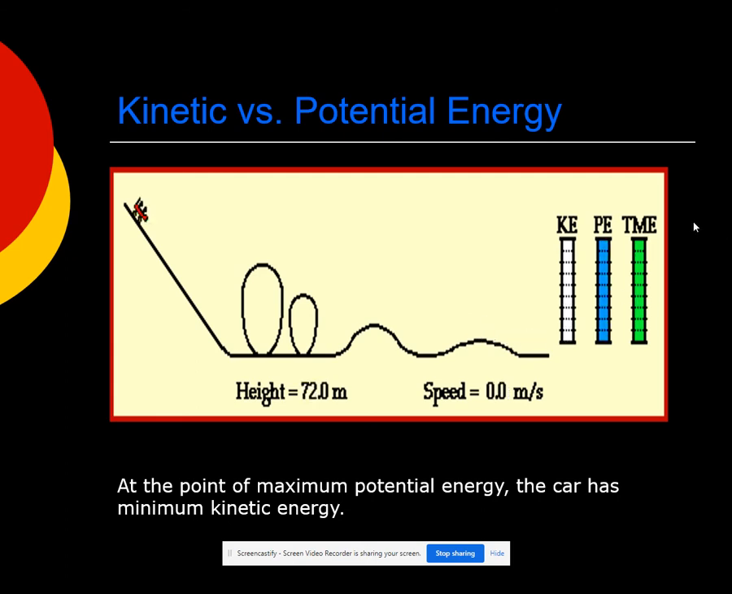Kinetic for potential, potential for kinetic. Now watch as kinetic and potential energy go up and down. Watch what happens to total mechanical energy. As you can see, as kinetic energy and potential energy are traded for one another, total mechanical energy remains unchanged. That's because, remember, total mechanical energy is a sum of kinetic plus potential.